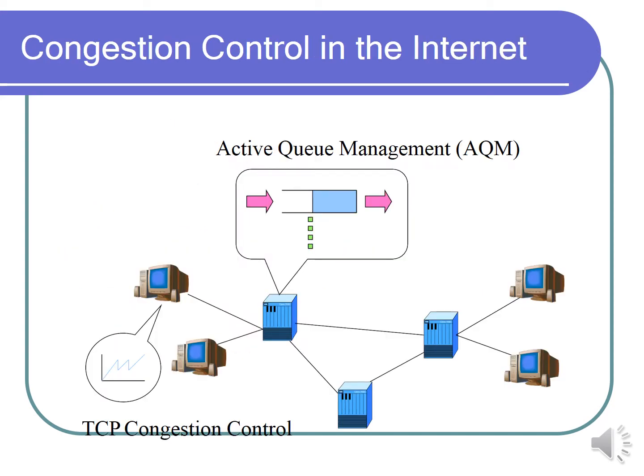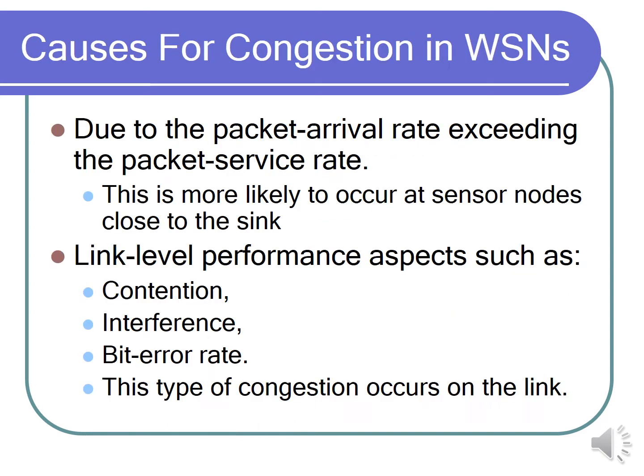So congestion control in the internet will have an active queue management system. TCP congestion control will have adaptive increase and a sliding window mechanism. Many methodologies are applicable for congestion control.